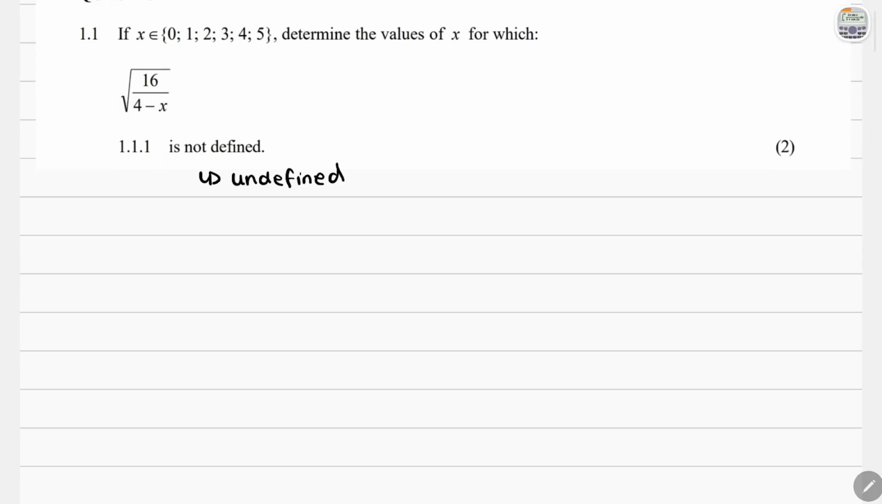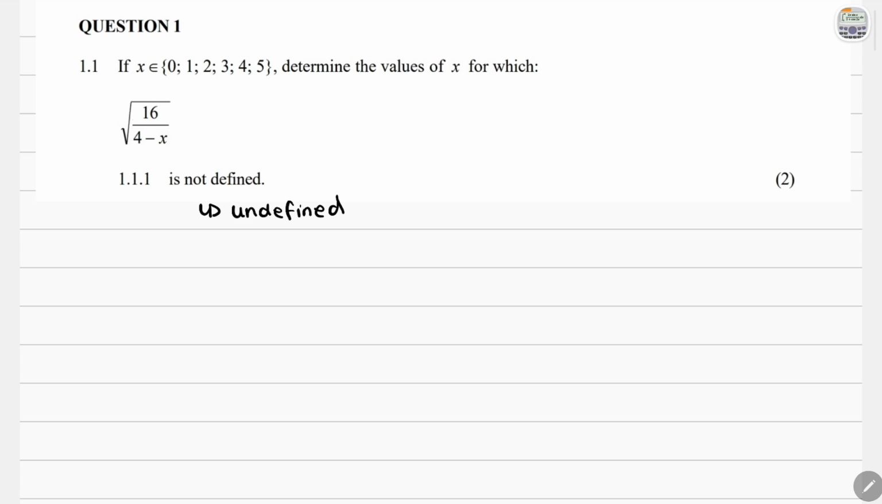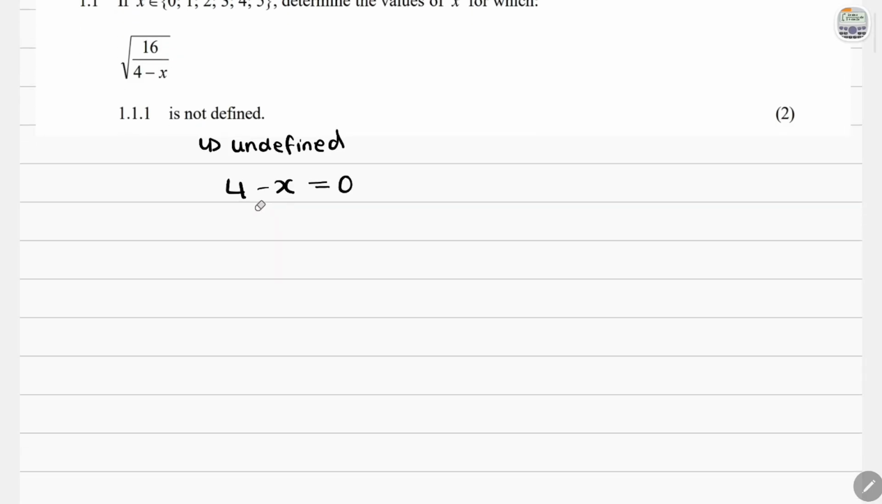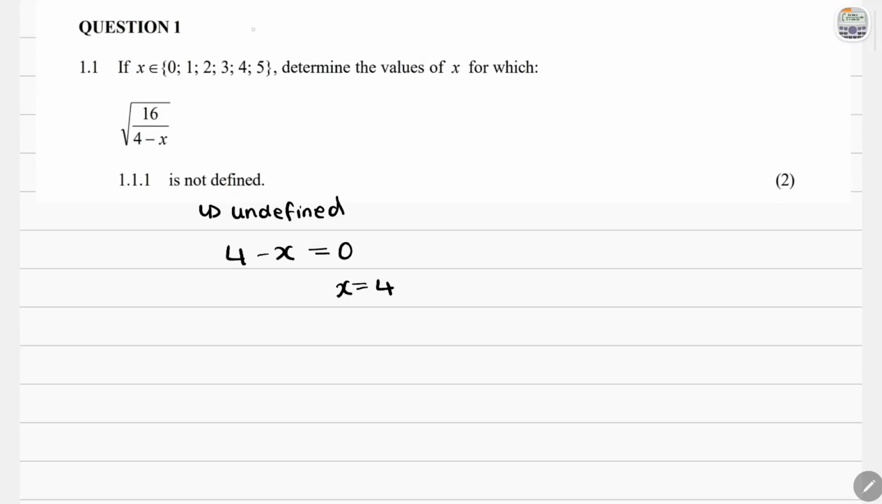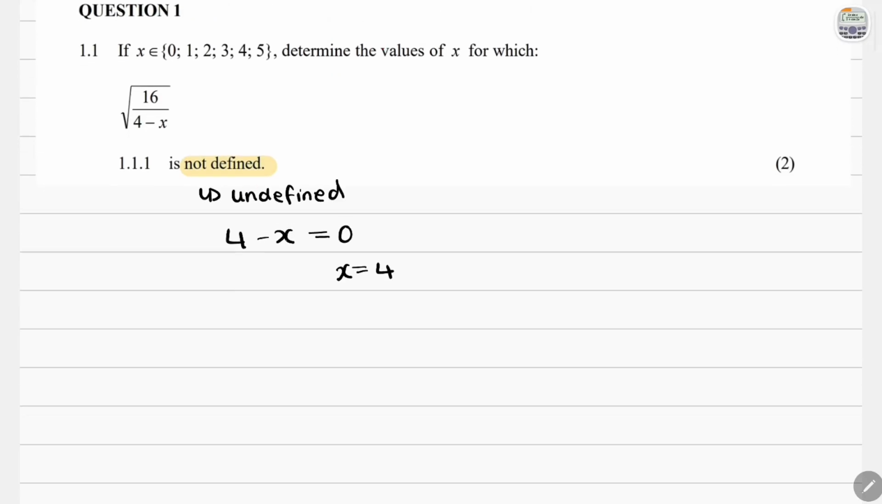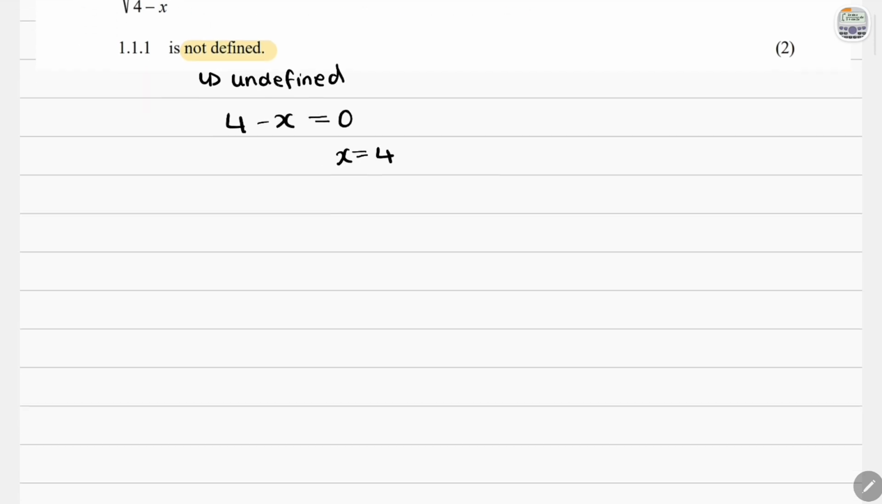So look at the denominator here. Even if you square root it, as long as that becomes 0, the square root of 0 is still 0. So as long as this denominator becomes 0, it's undefined. So for which values of x will this denominator be equal to 0? If you want to solve for x here, you have to transpose the x, and so you just get x is equal to 4. And that will be our answer. It has to be that because they specifically said not defined. So undefined numbers are where the denominator is equal to 0.